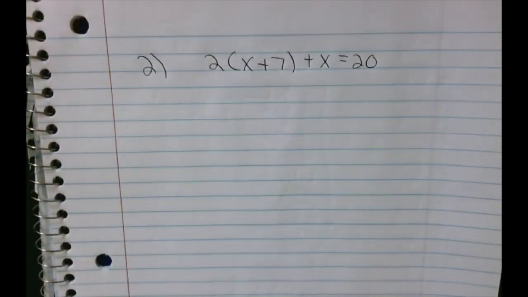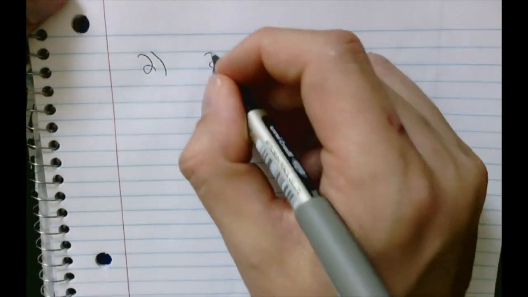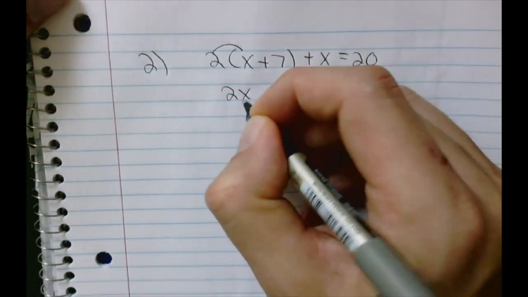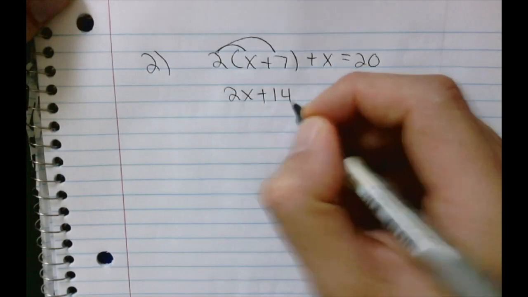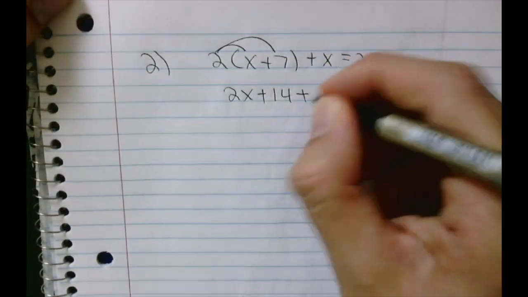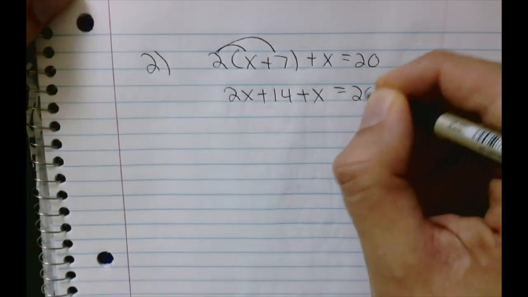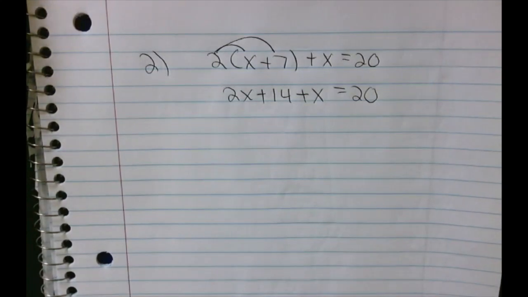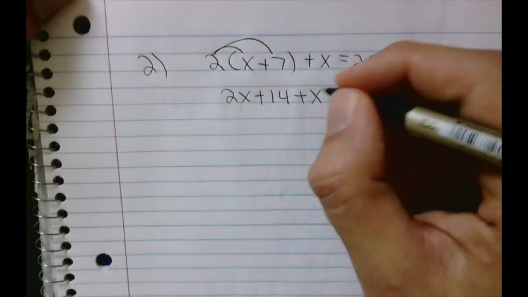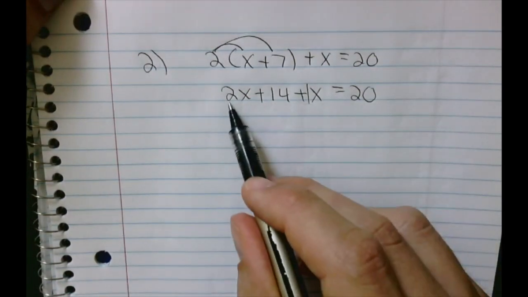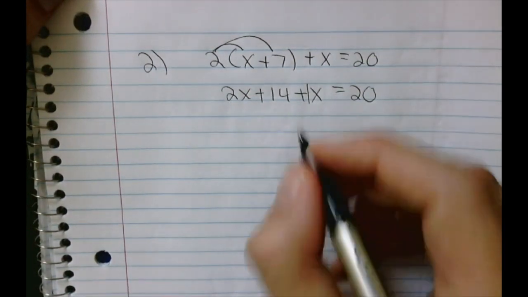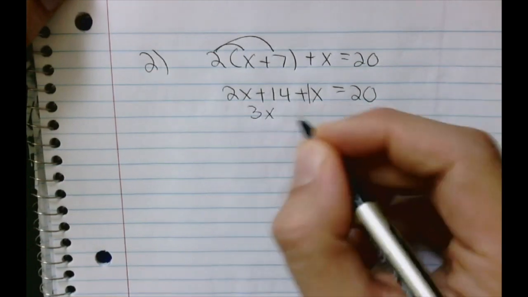Let's try the second one. We'll begin by using the distributive property to get 2x, and then using the distributive property to get 14. I'm going to add an x equals 20. Now I look for things that I could combine. I remember that there's a 1 in front of this x. So therefore, I can go ahead and add 2x plus 1x to get 3 x's.